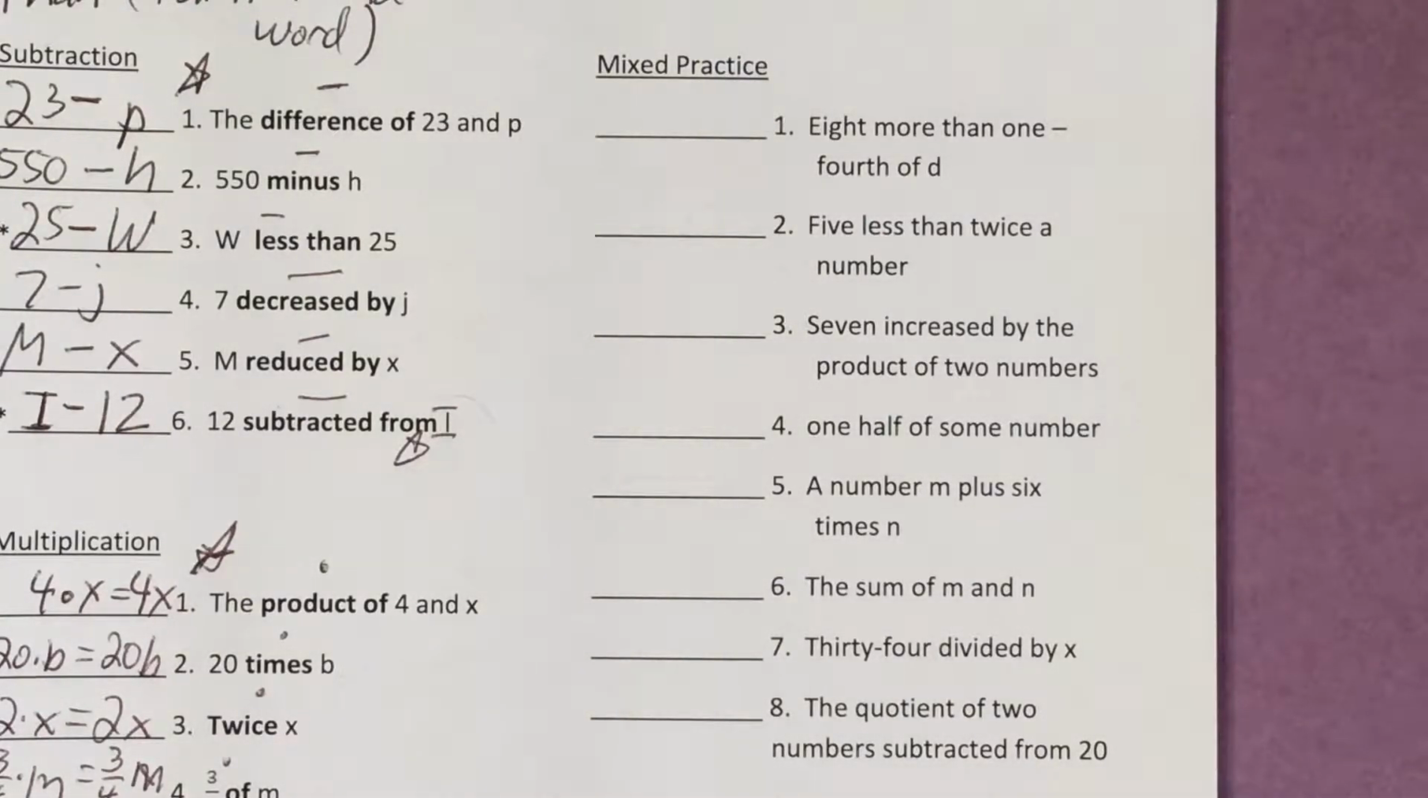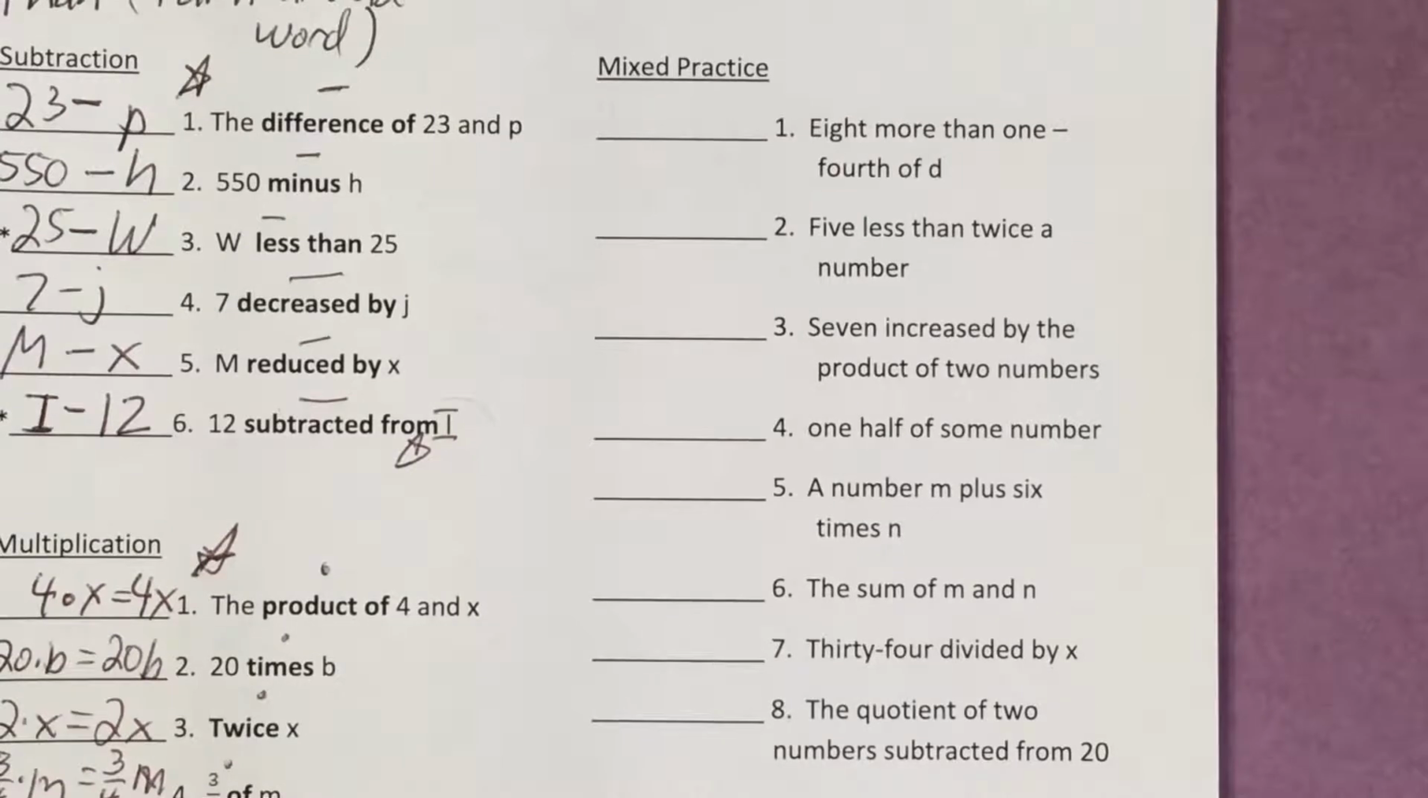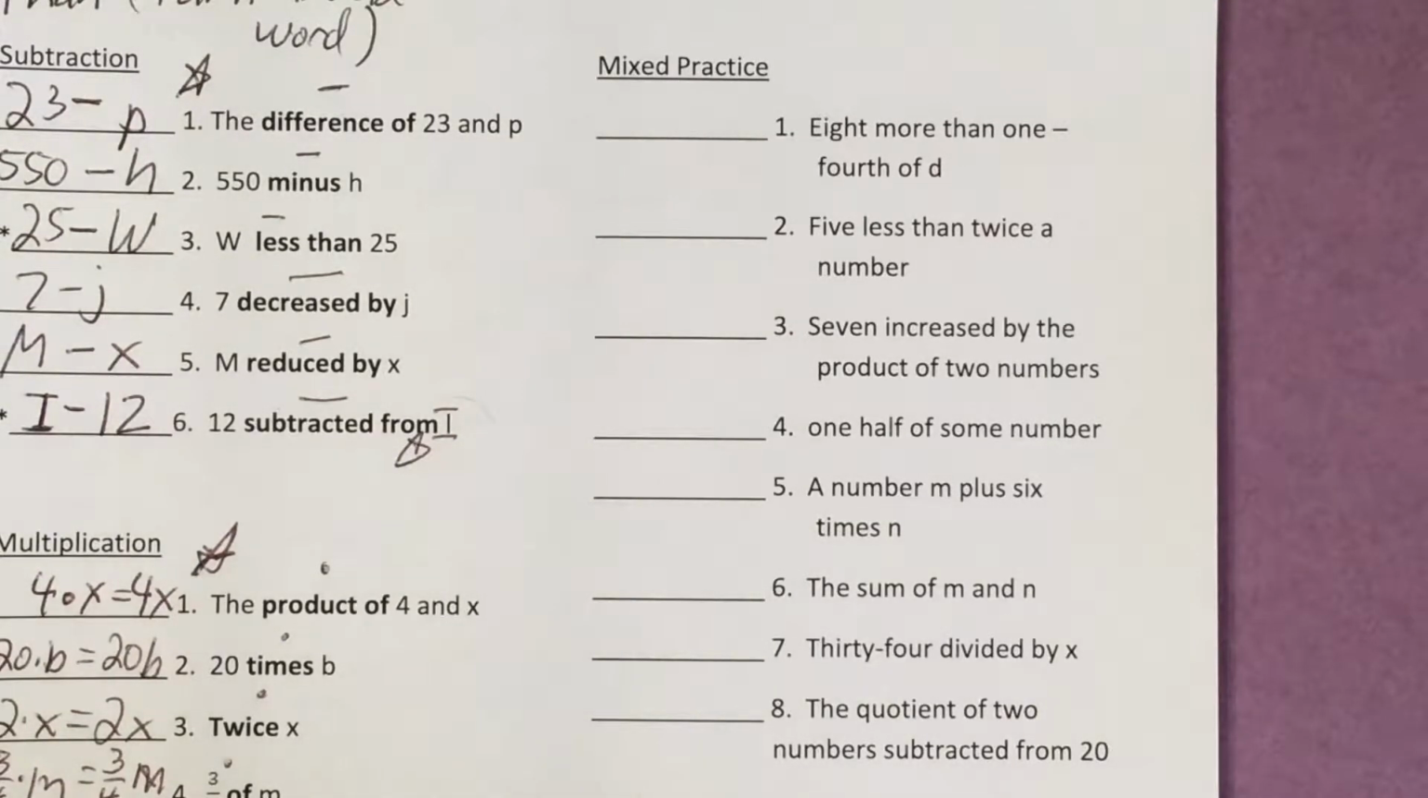In this section, we're going to take a look at some verbal expressions that are a little more complex, in that it won't be just simply adding two things, subtracting two things, multiplying two things, or dividing two things. There's usually going to be three or more things going on.